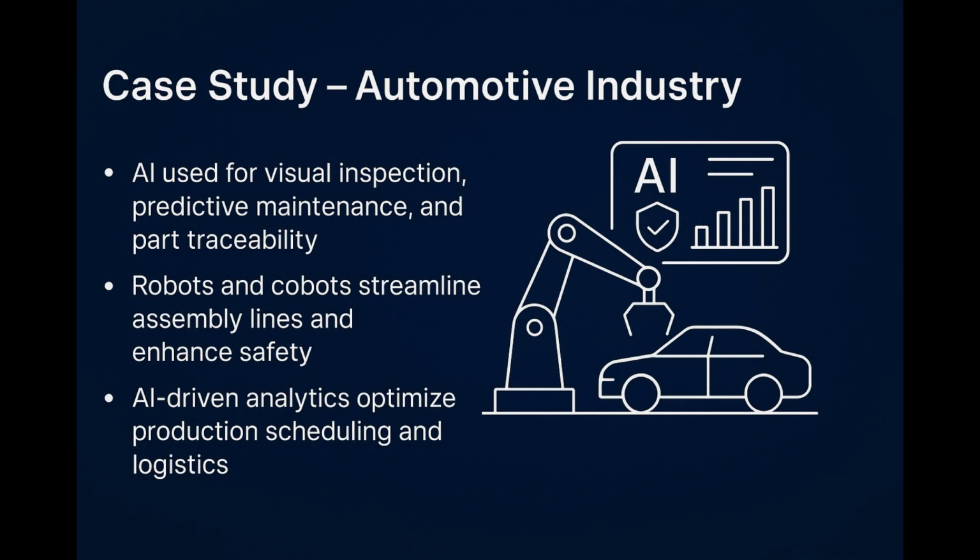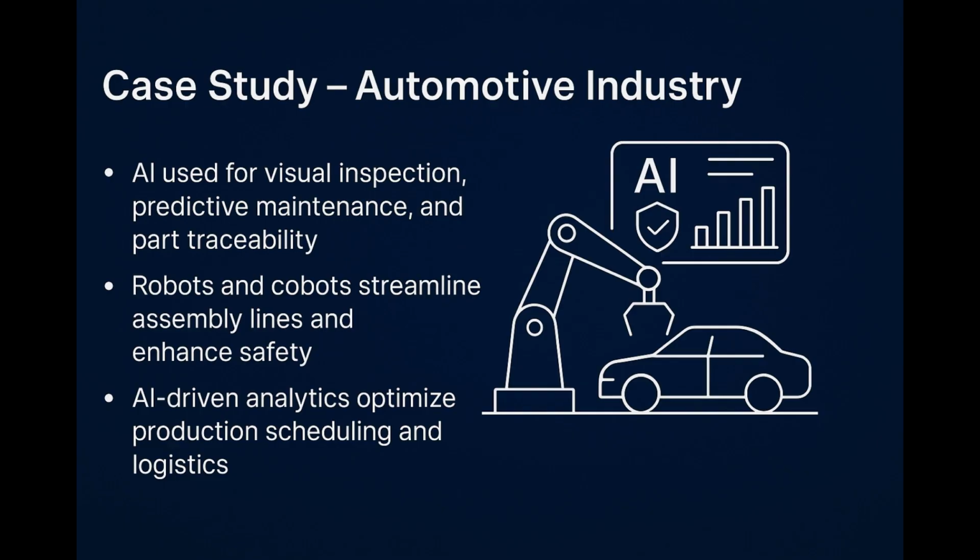Let's start with the automotive sector, one of the earliest adopters of AI in manufacturing. In modern car factories, AI is used extensively for visual inspection. Deep learning models detect paint defects, assembly errors, and microcracks in body panels faster and more accurately than human inspectors. On the production line, AI-enhanced robotics ensure precise assembly, torque control, and alignment, while cobots assist human workers in tasks that require both dexterity and strength.